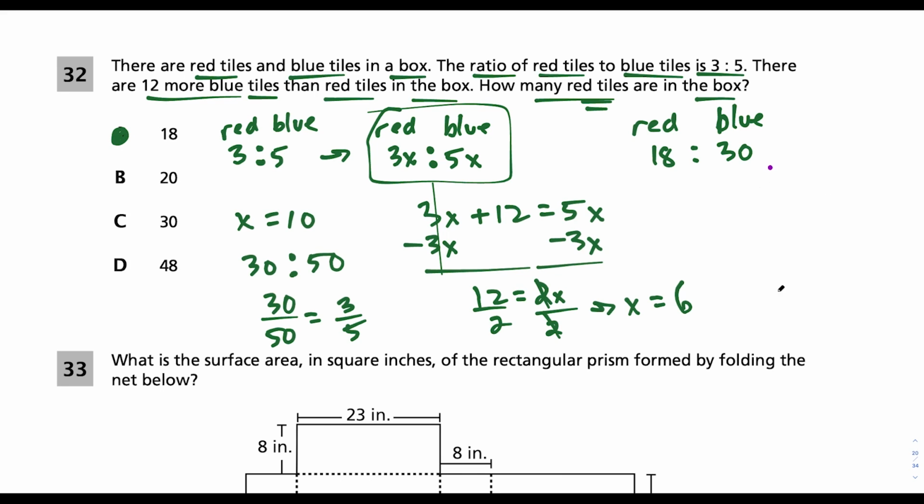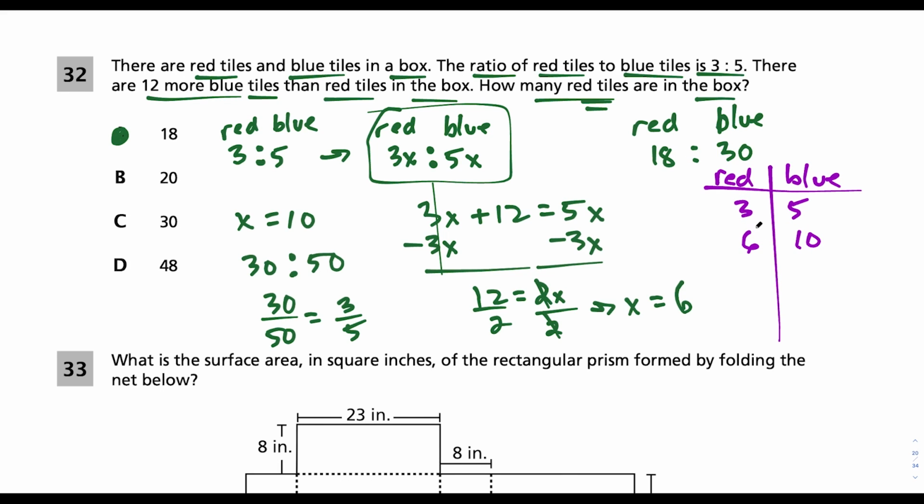Now, another way to do this would be to just try values out. Let's say I make a column here for red and blue, and I start with the standard ratio 3 to 5. Now, let's say I multiply this by 2. I would get 6 and I would get 10. But then ask yourself, is 10 12 more than 6?